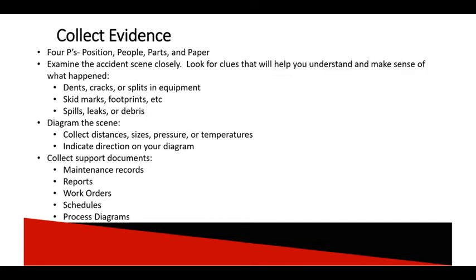When collecting the evidence, please consider the 4 P's: position, people, parts, and paper. Examine the accident scene closely. Look for clues that will help you understand and make sense of what really happened. Note dents, cracks, or splits in equipment, skid marks, footprints, or spills or leaks or debris. Diagram the scene. Collect distances, size, pressure, or temperatures. Indicate direction on your diagram for later use. Collect support documents such as maintenance records, reports, work orders, schedules, or process diagrams.